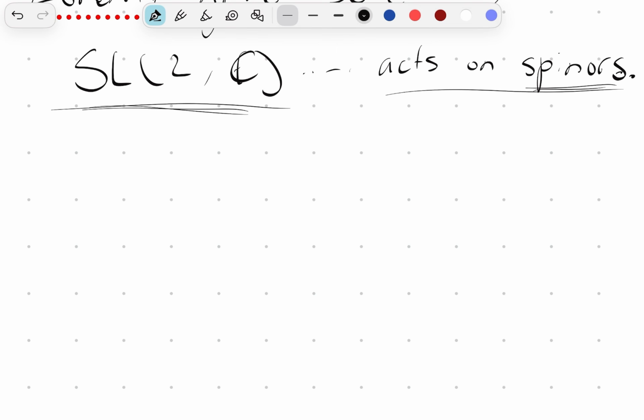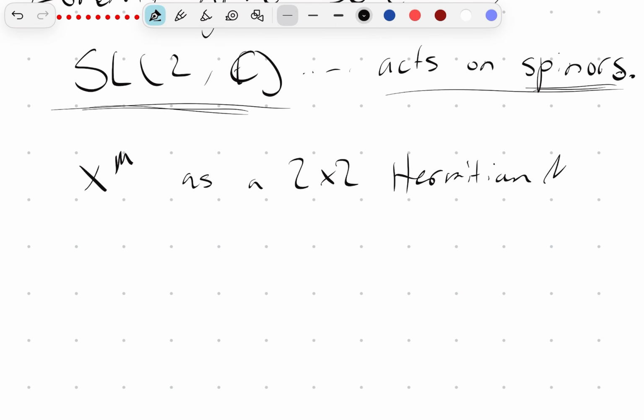And this comes straight from relativity, right? From relativity, we can encode any space-time vector, let's say a space-time vector x mu, as a 2x2 Hermitian matrix.